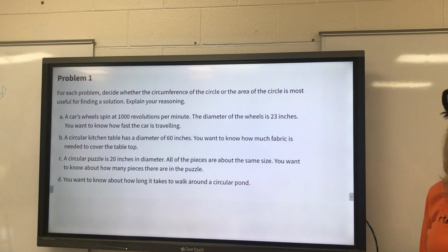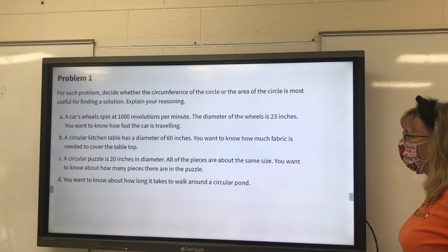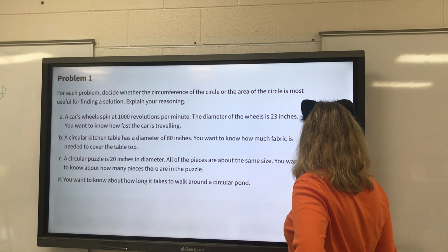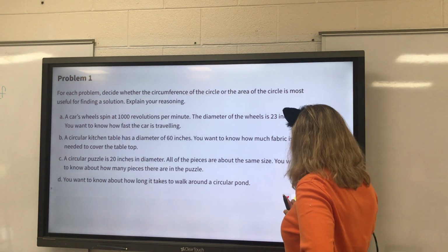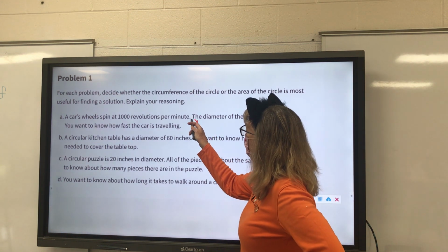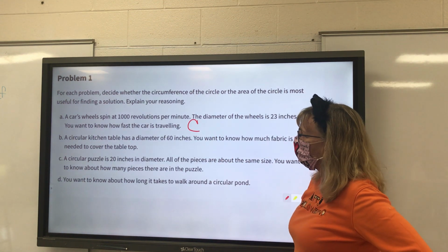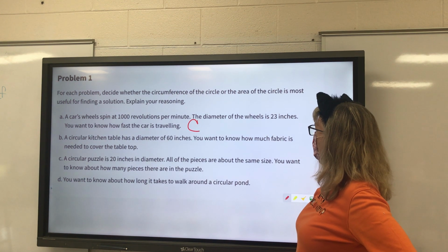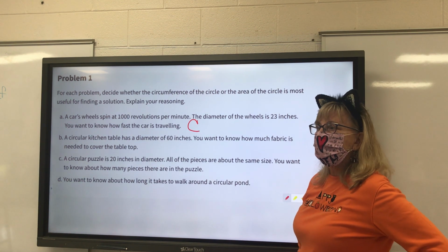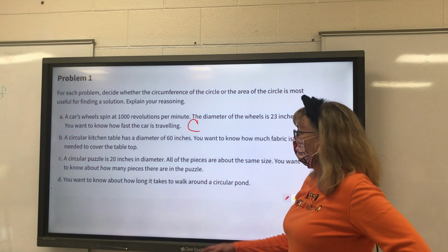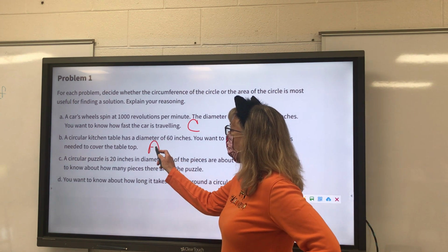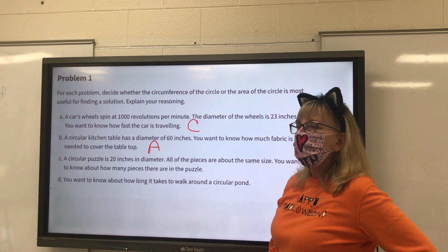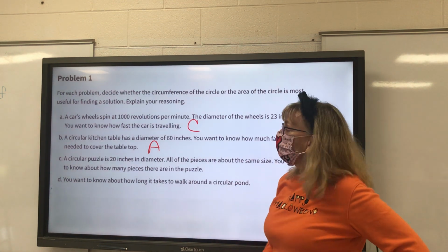What should you find? The circumference. Why? Because the question is about rotations. Good. Okay. A circular kitchen table has a diameter of 60 inches. You want to know how much fabric is needed to cover the table. Michael? Area. Why? Okay, you're covering the whole table.